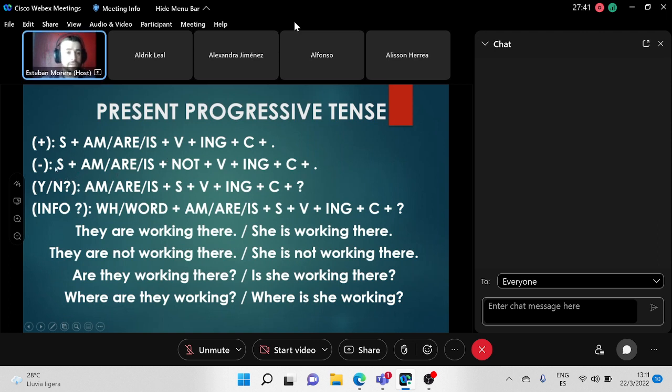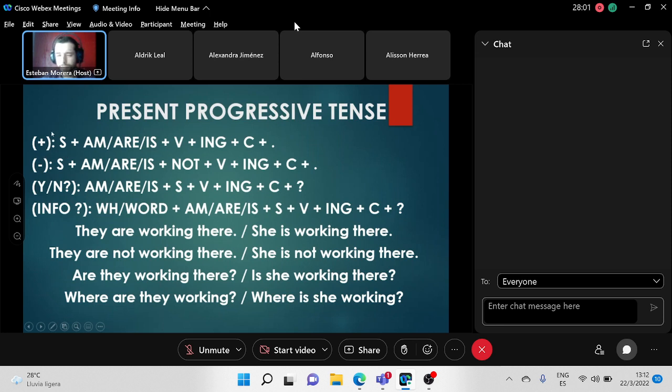Negative sentences: the subject, verb be, not, verb ing in the complement. Yes or no question: verb be at the very beginning of the question, the subject, verb ing in the complement. Information question: the interrogative pronoun, verb be, subject, verb ing in the complement.